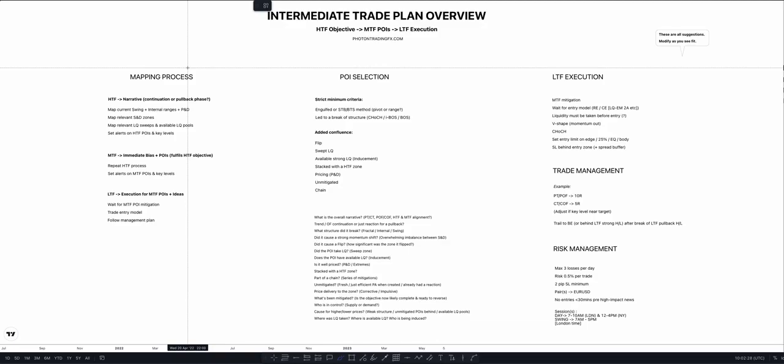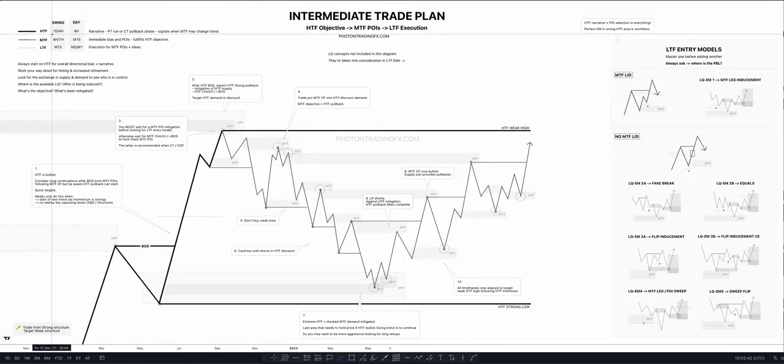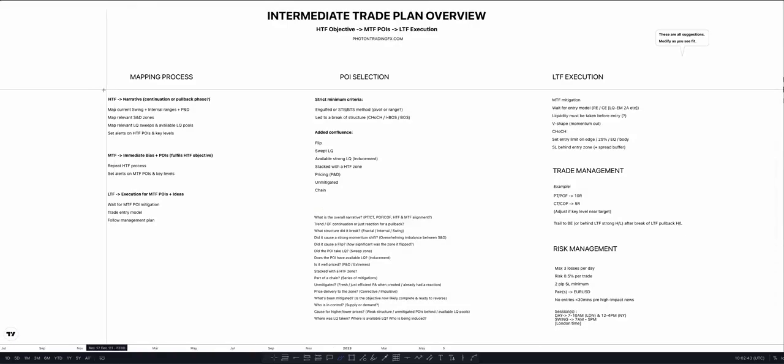When you come to a blank chart, or you come to your chart to start a new day, a new session, what's the process you should go through? Well, start with your higher time frame, whatever that is for you. That could be the daily, the 4 hour, it depends on your plan. And you want to start on that and map your current swing and internal ranges. So we always start with structure.